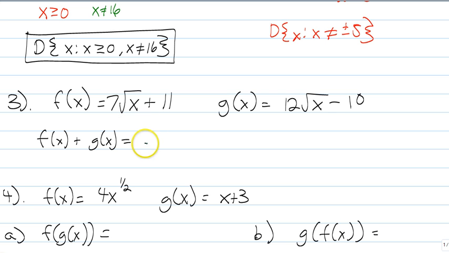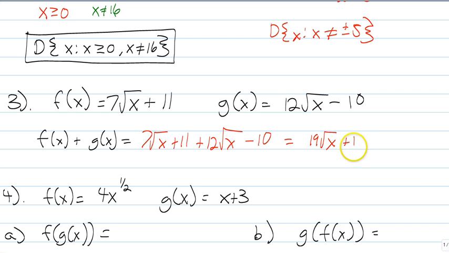So let's add these together. So f of x plus g of x is 7 square root of x plus 11 plus 12 root x minus 10. So when I add those together, I have a 7 root x and a 12 root x, which is a 19 root x. And 11 minus 10 is a positive 1. Okay? We look at the answer. Again, square root of x is our domain restriction, which means that we can't have negative values. So my domain for this problem is x has to be greater than or equal to 0, again, because of the square root.